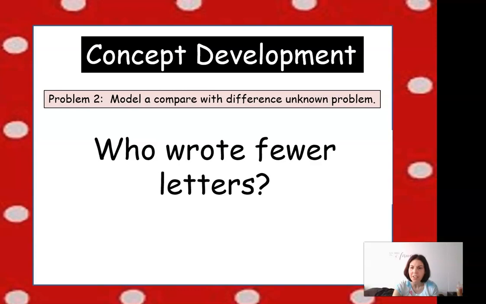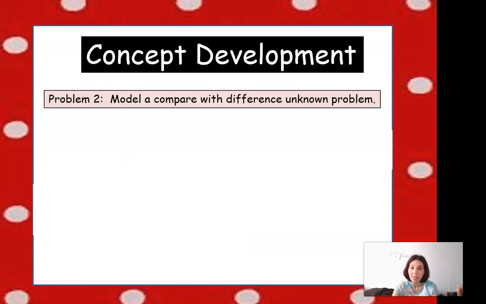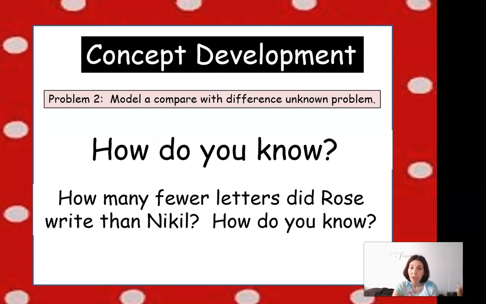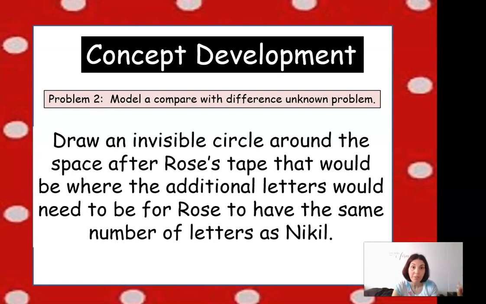Who wrote fewer letters? Who wrote less? Rosie or Nicole? Rosie wrote fewer letters. She wrote the smaller amount. How do you know that? Oh, because 8 is smaller than 12? I agree with that. How many fewer letters did Rosie write than Nicole? 4 fewer letters.